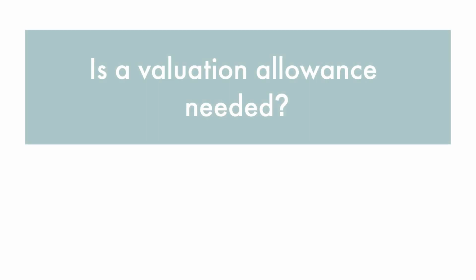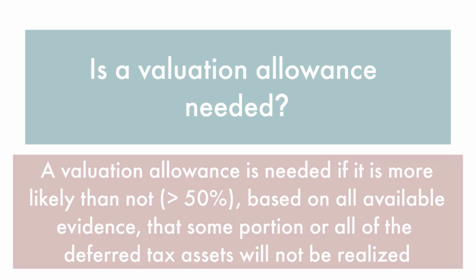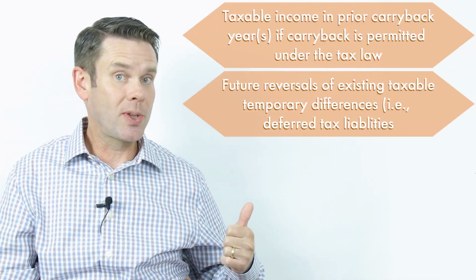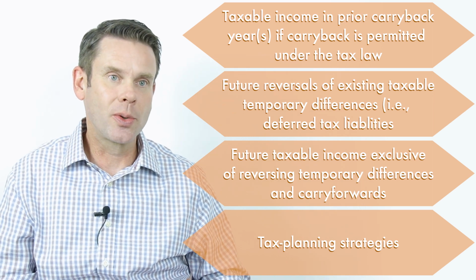Under ASC Topic 740, the threshold is more likely than not. If it is more likely than not, based on available evidence, that we will be able to realize deferred tax assets, we're good. If not, we need to record a valuation allowance. It's not an all or nothing proposition. We can record partial valuation allowances. In order to be able to realize deferred tax assets, we need taxable income, and there's multiple sources of that. ASC Topic 740 spends a lot of time talking about those sources.